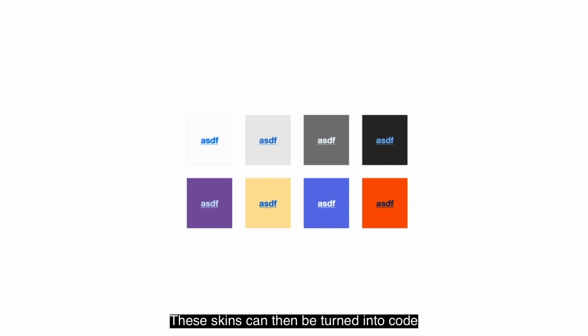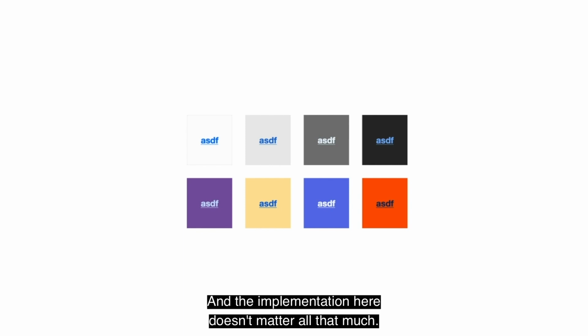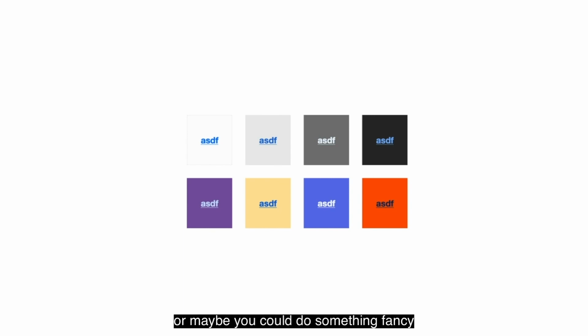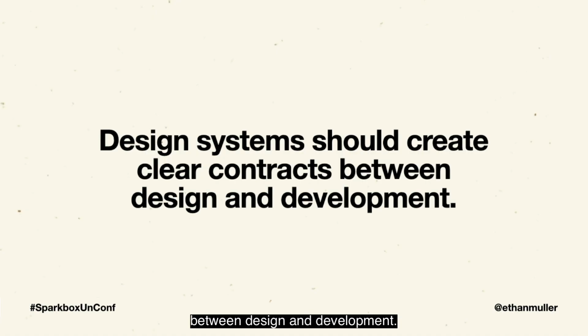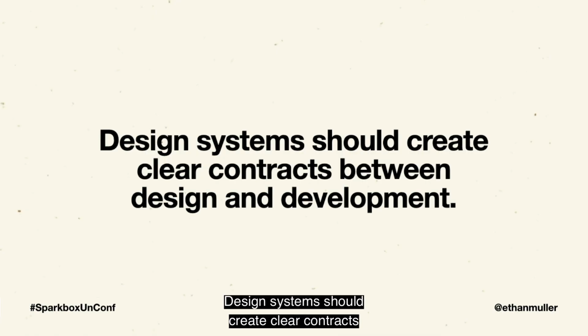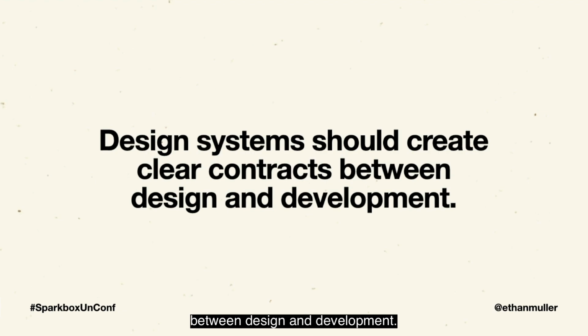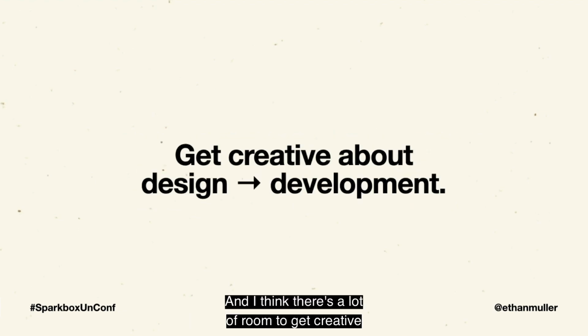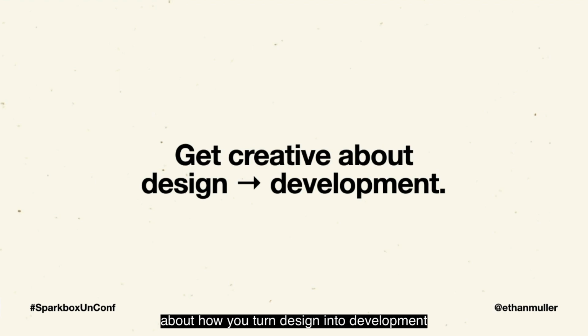These skins can then be turned into code in one way or another. And the implementation here doesn't matter all that much. I'm picturing an implementation that uses custom properties, or maybe you could do something fancy in React to get it done. That doesn't matter too much. What's more important is the contract between design and development. Design systems should create clear contracts between design and development, and I think there's a lot of room to get creative about how you turn design into development within a design system.